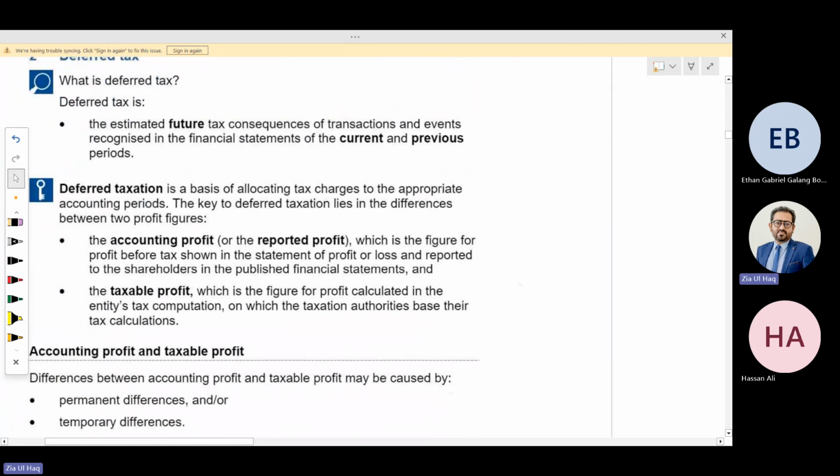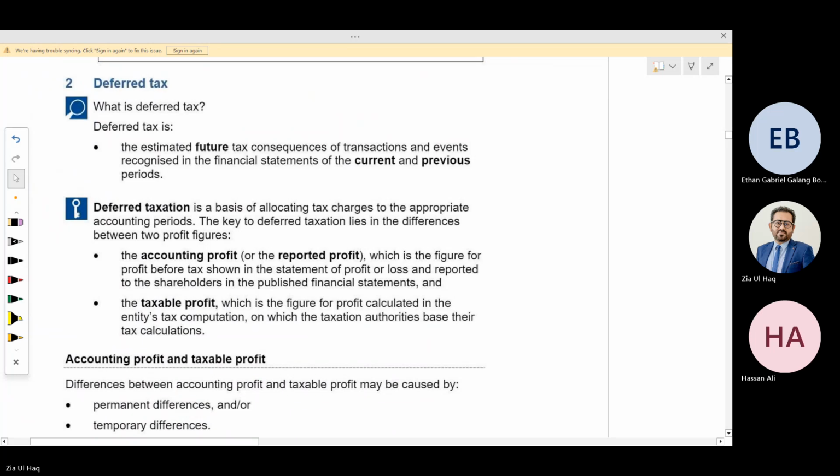Now we are moving towards deferred tax. There are two terms that we need to learn: accounting profit and taxable profit. Accounting profit is the profit that we calculated according to our accounting records. That will be called accounting profit.